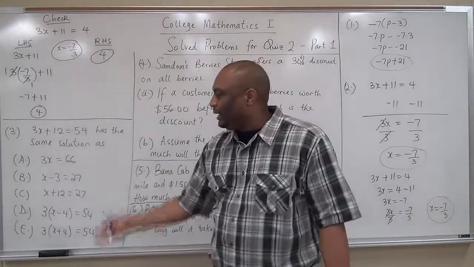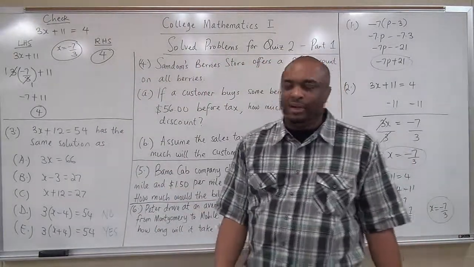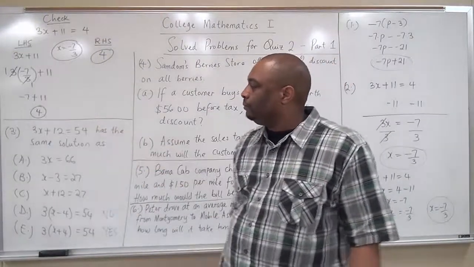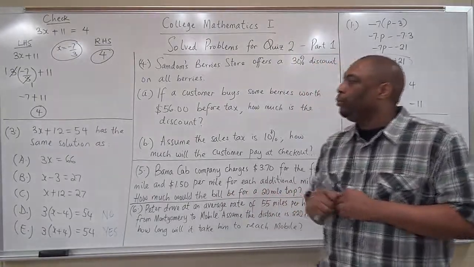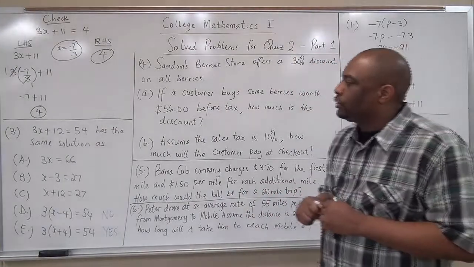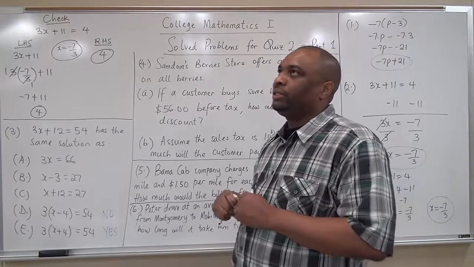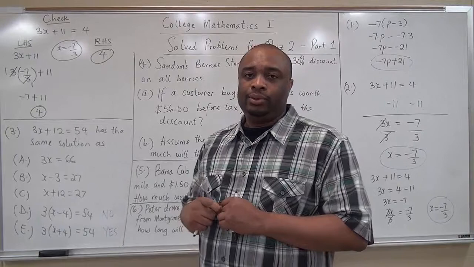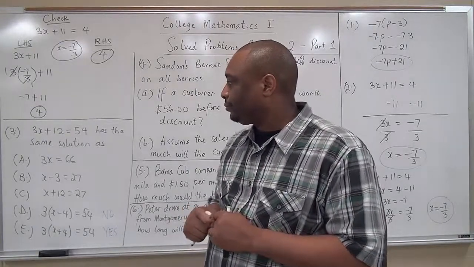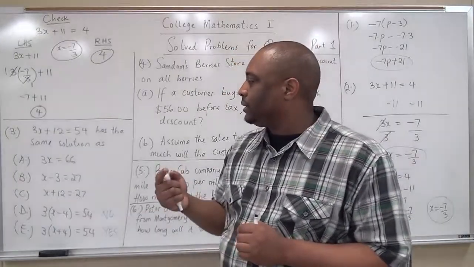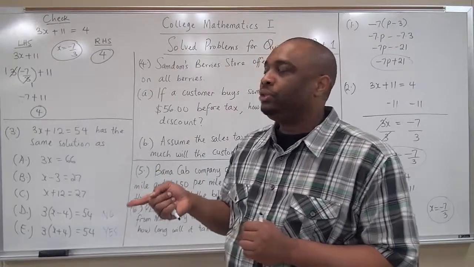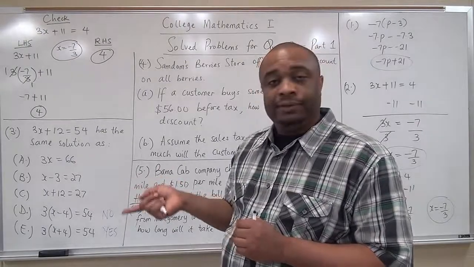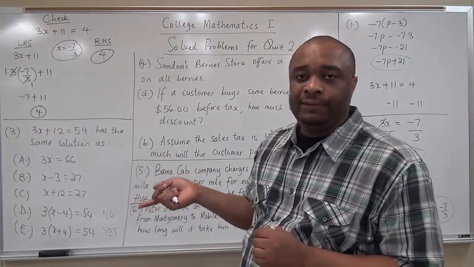And these other ones, if you want to solve them, you can, but it says it has the same solution. If you solve this now, 54 minus 12 will be what? 4 minus 2 is 2. 5 minus 1 is 4. 42. 42 divided by 3 is what? 14. Okay? Because 14 times 3 is 42. 42 plus 12 is what? 54. 42 plus 12 is 54.